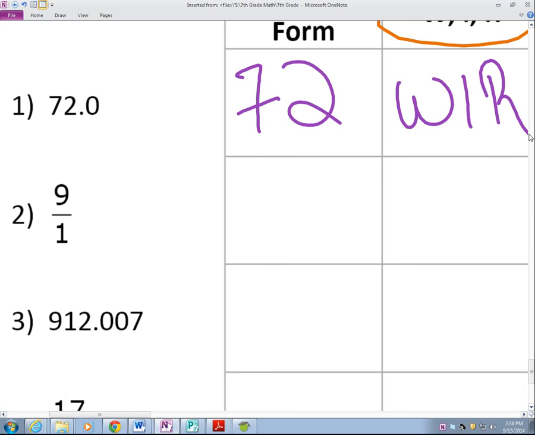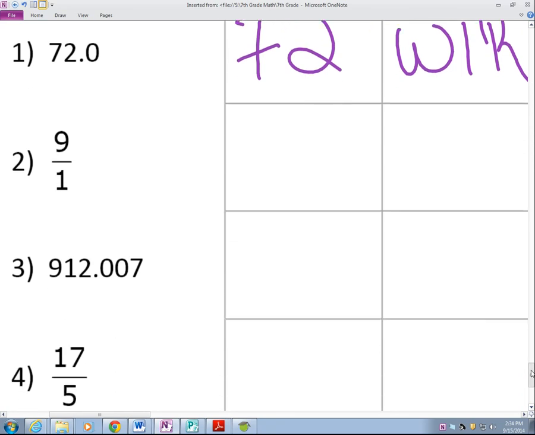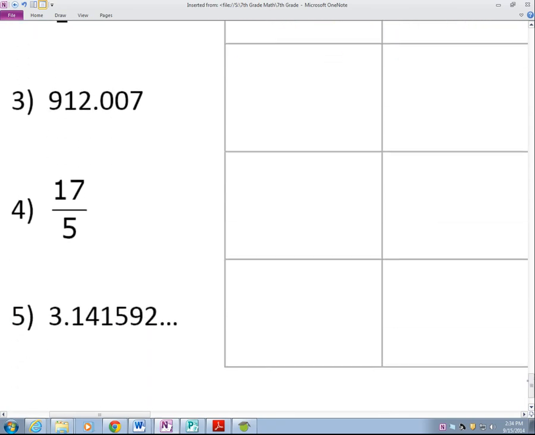How about number 3? Number 3, is that the simplest form? Yes, it is. So, I'm going to say simplest. No, you can't put no. None? No, you can't put none. That's not an option, that one.